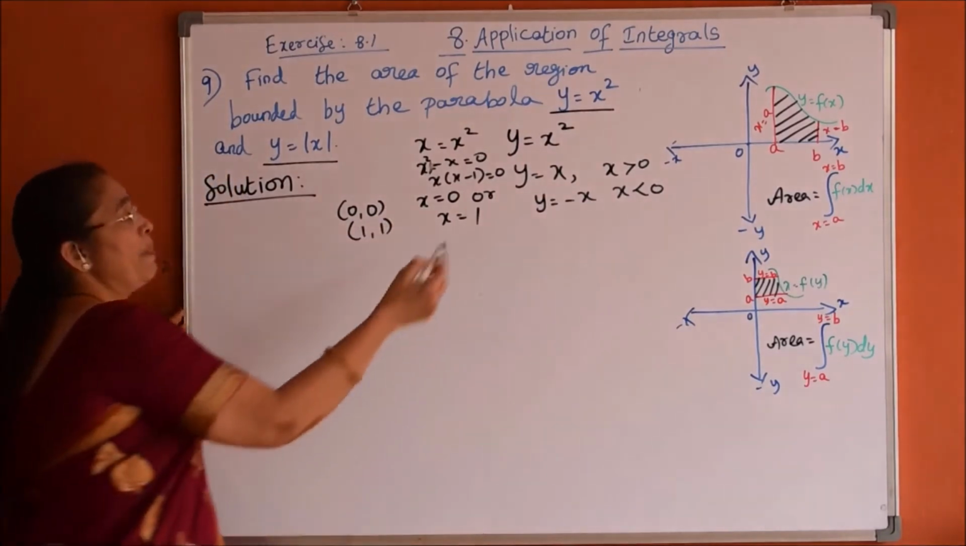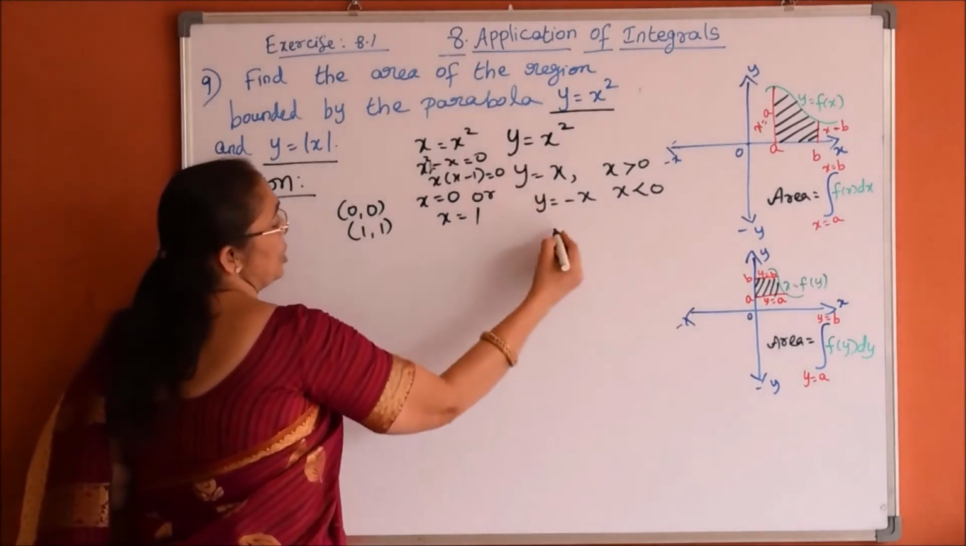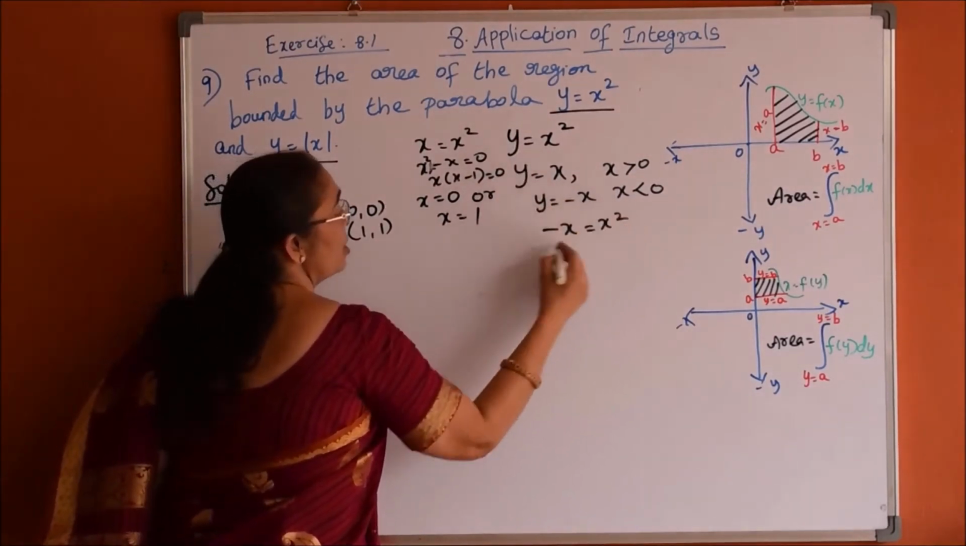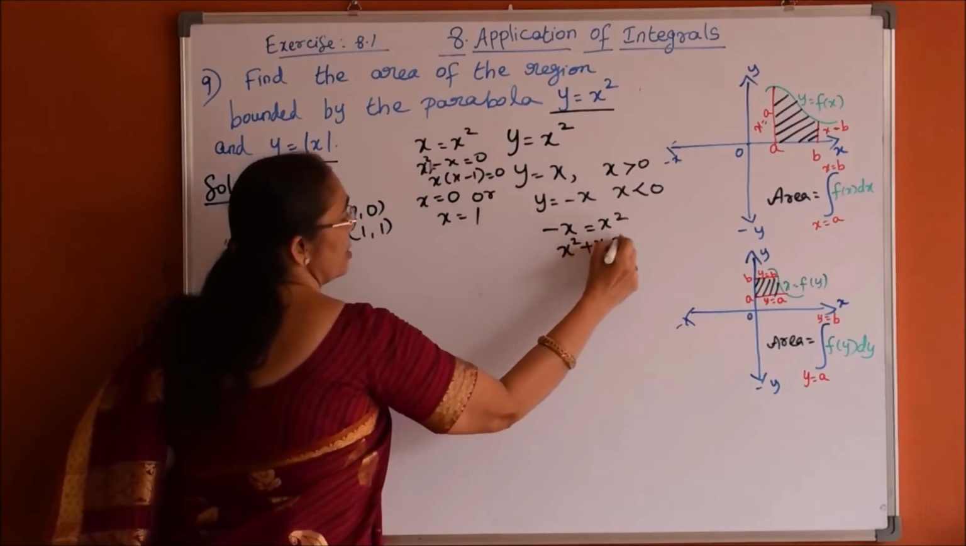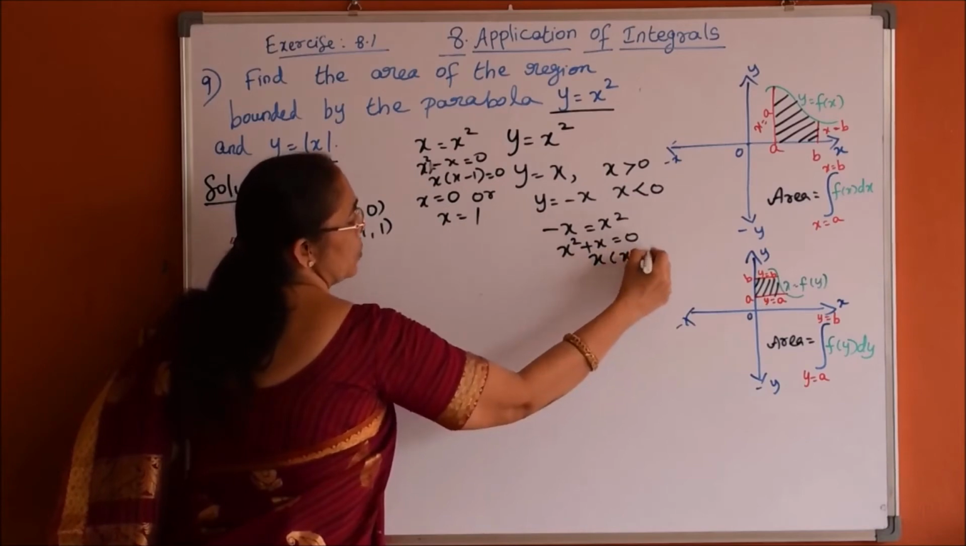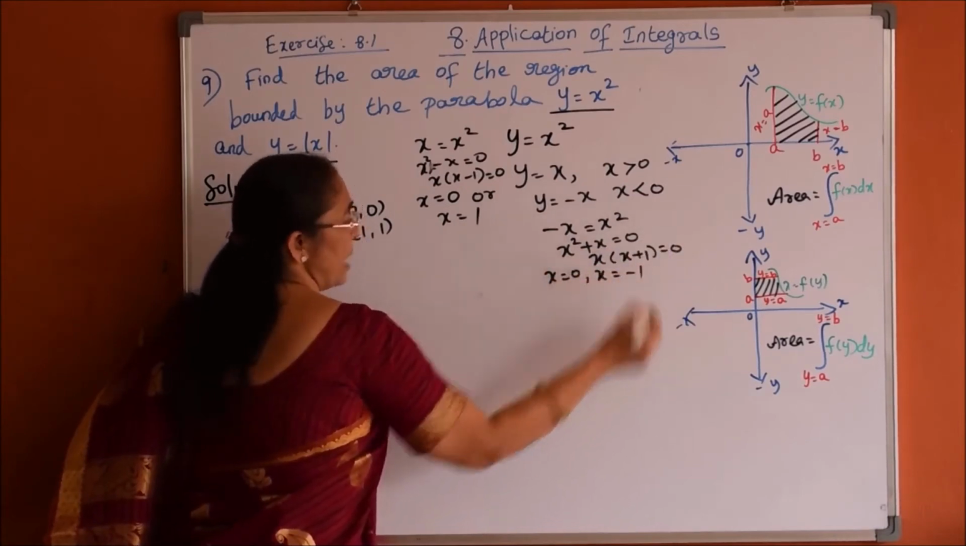Now, let me take the second equation, y is equal to minus x, and substitute here. So minus x is equal to x square. So x square plus x is equal to 0, which implies x times (x plus 1) is equal to 0. So x is equal to 0 or x is equal to minus 1.